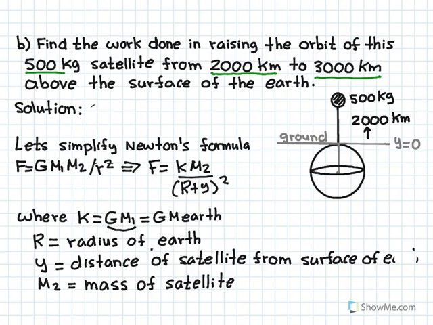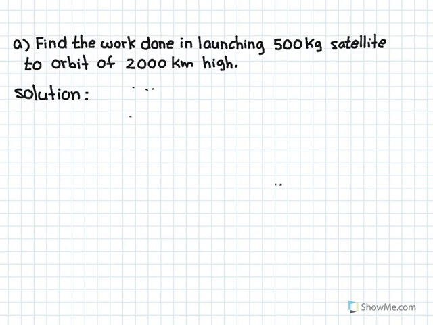And r is the radius of Earth. y is the distance of the satellite from the surface of the Earth. So now it's a bit easier. When y equals 0, we're at ground level. And m2 is the mass of the satellite. All right. So let's look at part A. Find the work done in launching this 500 kilogram satellite to an orbit 2,000 kilometers high.